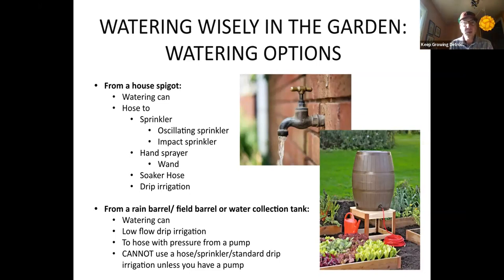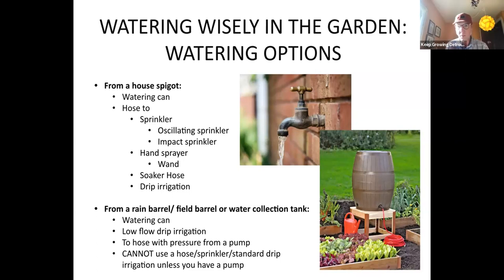Okay. Now we're going to get into some watering methods, or tools for watering. We'll talk about the different types of hose, things that you would connect to your city water system, whether that be from your house or otherwise. Like sprinklers, sprayers, soakers, drip irrigation. I'm going to show some more information on that. And then if you have a rain barrel or a field barrel or water collection tanks, some options related to those.